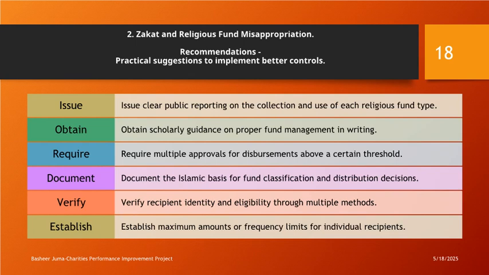Require multiple approvals for disbursements above a certain threshold. Document the Islamic basis for fund classification and distribution decisions. Verify recipient identity and eligibility through multiple methods. Establish maximum amounts or frequency limits for individual recipients.